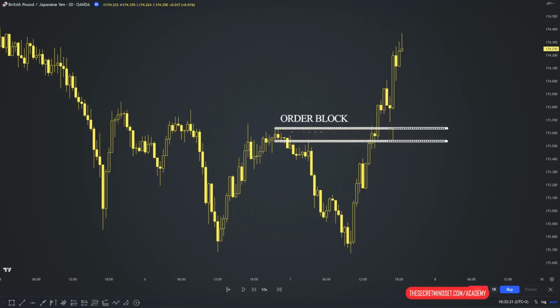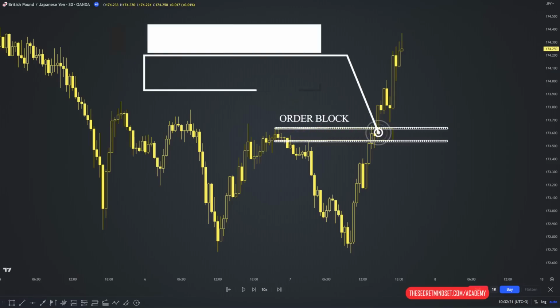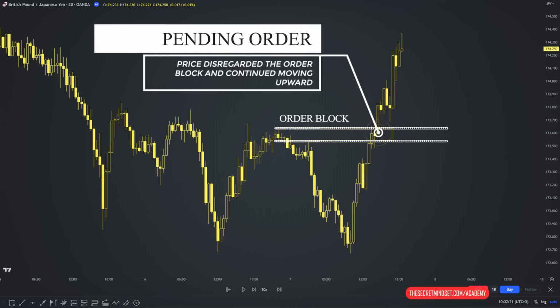Many times when I first began trading these zones, I found many order blocks which met all the criteria, but when it came to trading these zones with pending orders, most of the time the market would just blow past the zone and I would almost instantly lose my trades.